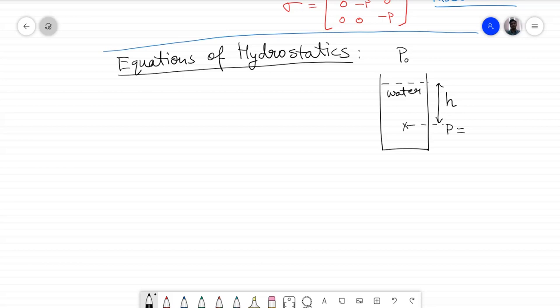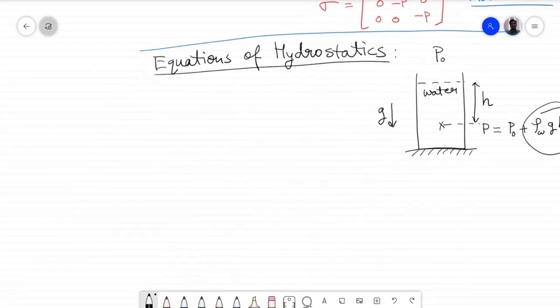So all of you may know this. It is P0 plus the density of water times the gravitational acceleration times h. There is gravity g and this is stationary. Now we'll derive this formula, how this rho gh comes.